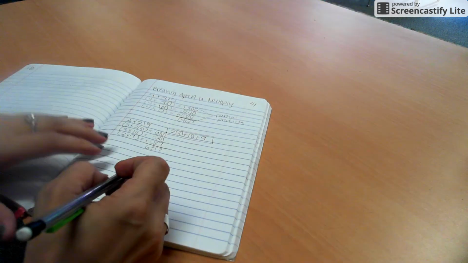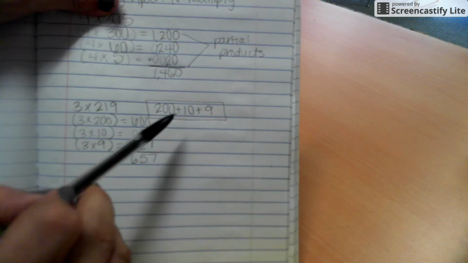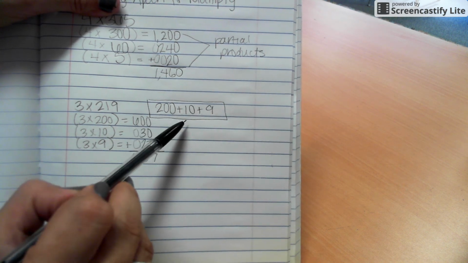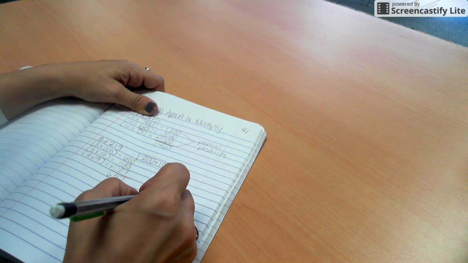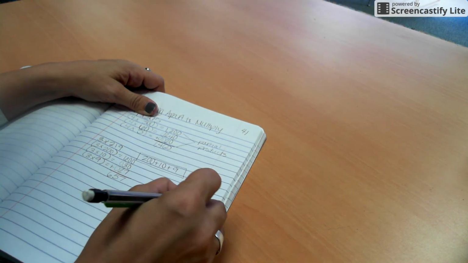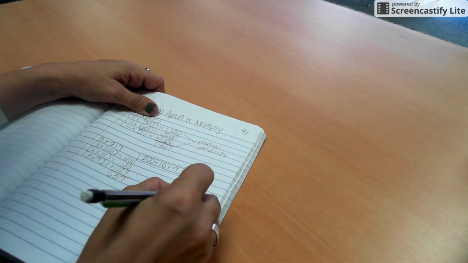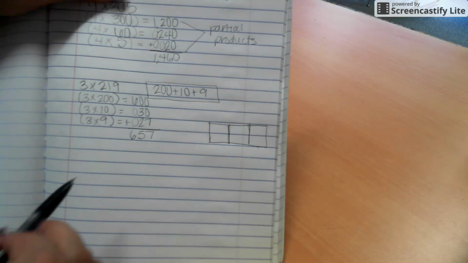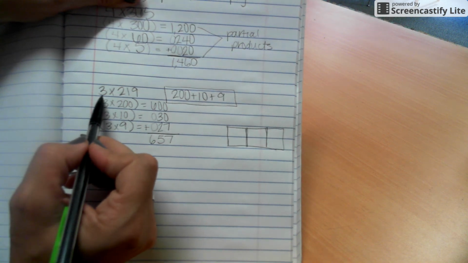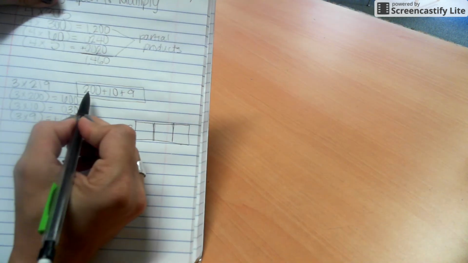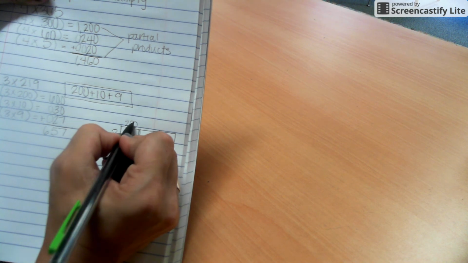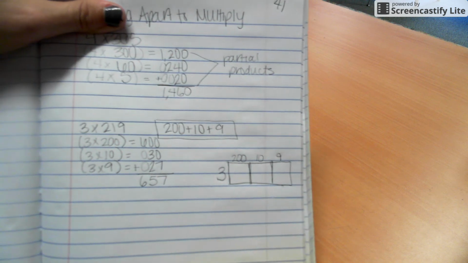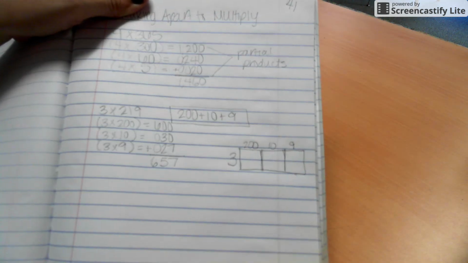Now for some of you who prefer the box method, we're going to take this 200 plus 10 plus 9 that we stretched out. That's 3 different numbers. So my box is going to have 3 different sections. So my outside number is my 3 from here. Then I'm going to have my first number of 200, then 10, then 9. So just like we did earlier with our 2-digit.